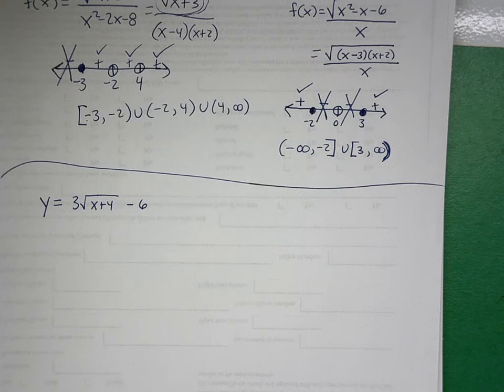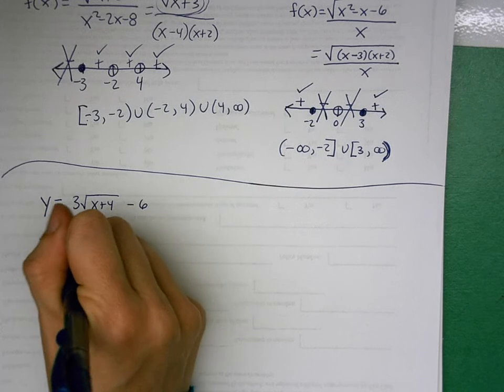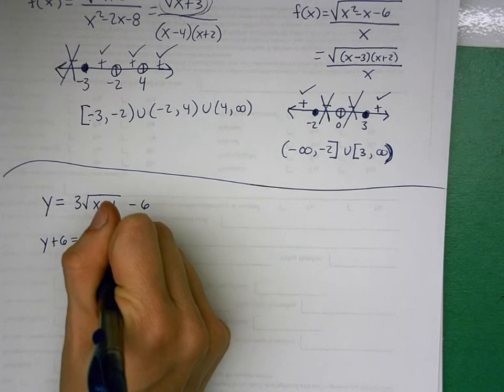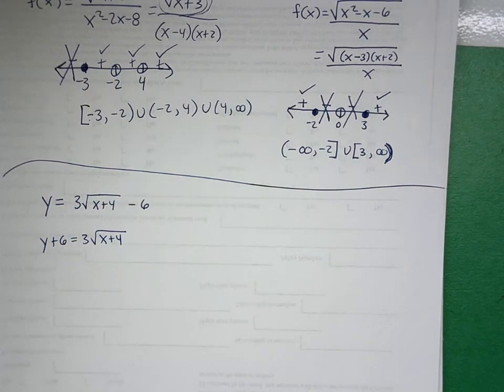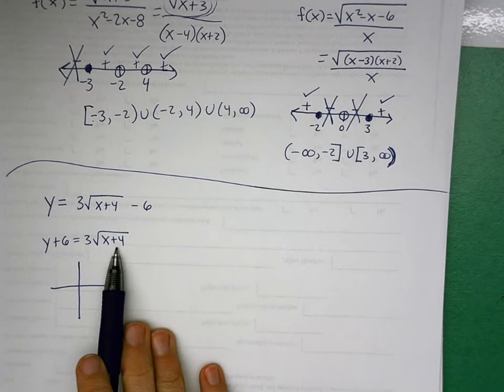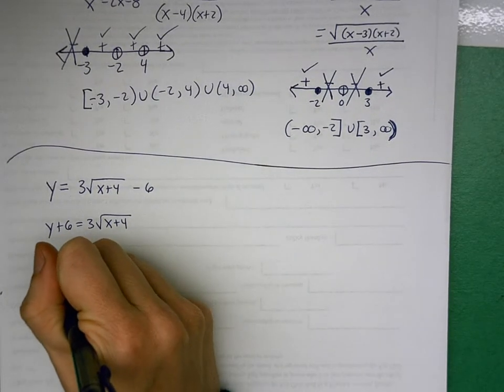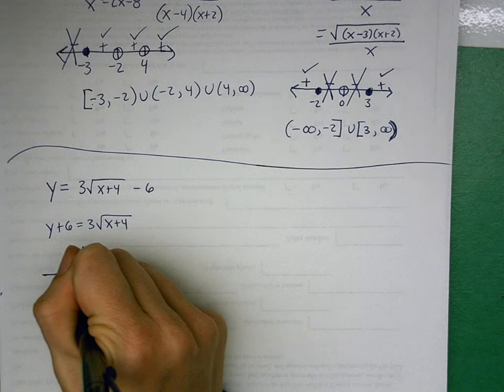Okay. Adding that 6 over, we have y plus 6 equals 3 times the square root of x plus 4. And so my initial starting point here is going to be at negative 4, negative 6. So 1, 2, 3, 4, 1, 2, 3, 4, 5, 6.